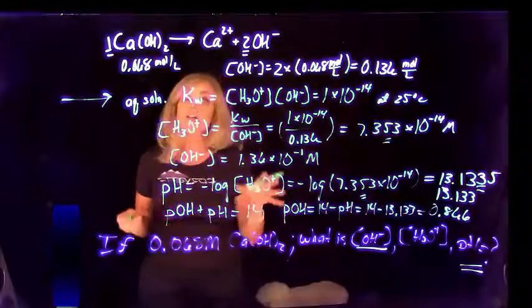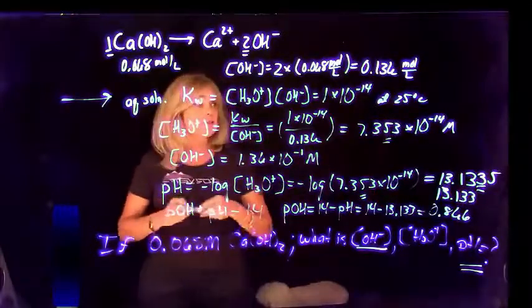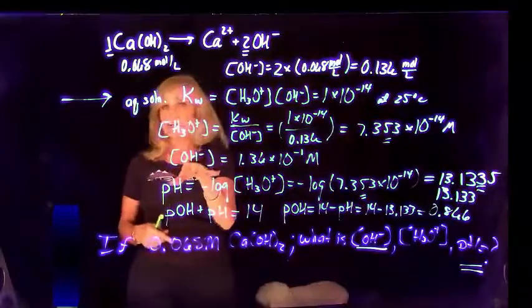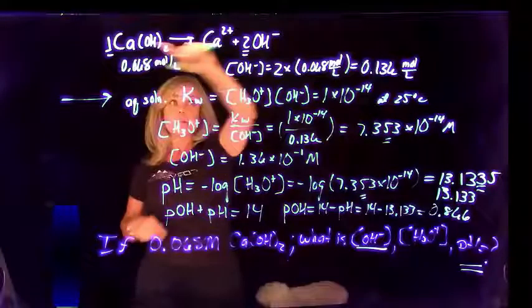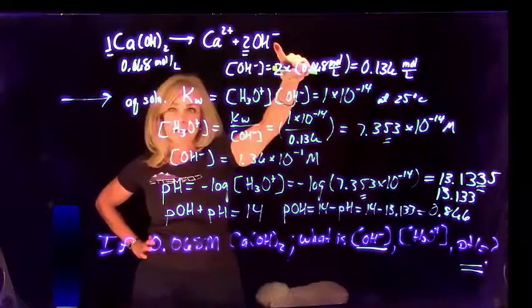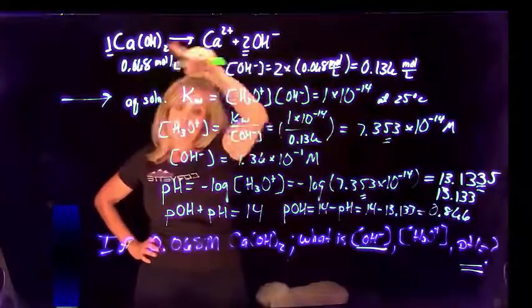and your pH is 13. All right, so logic check. Strong base in solution, tiny hydronium ion concentration, big hydroxide ion concentration. Substance fully dissociates. It all hinges on the concentration of the hydroxide ion coming directly from the strong base.